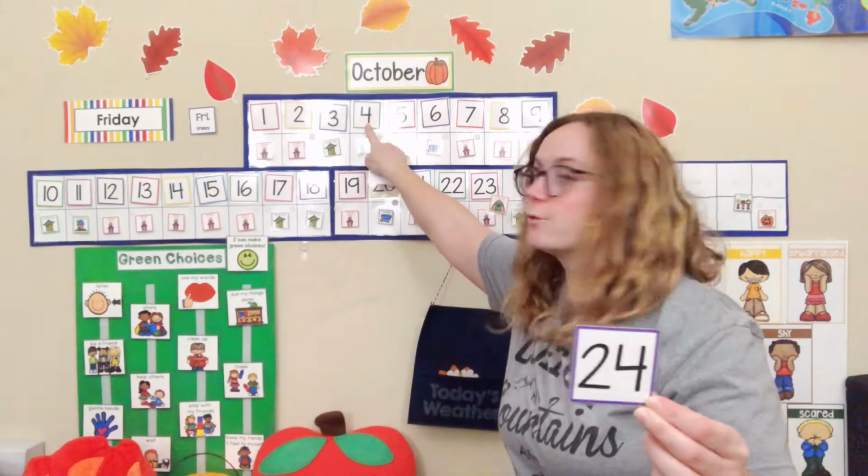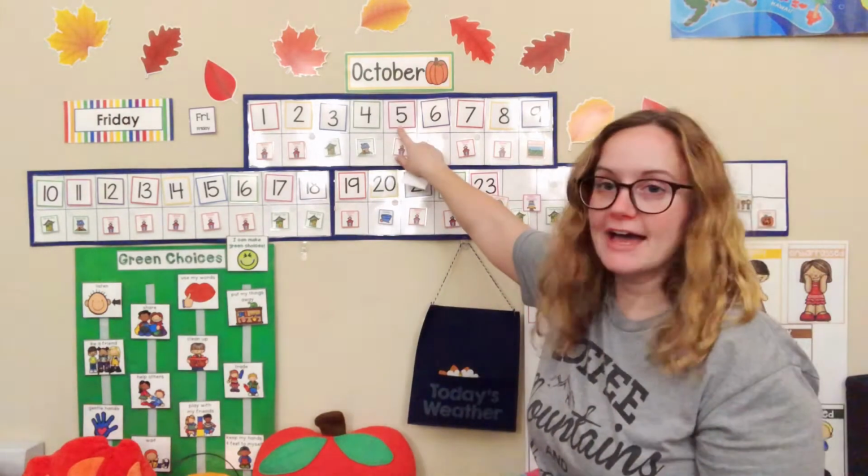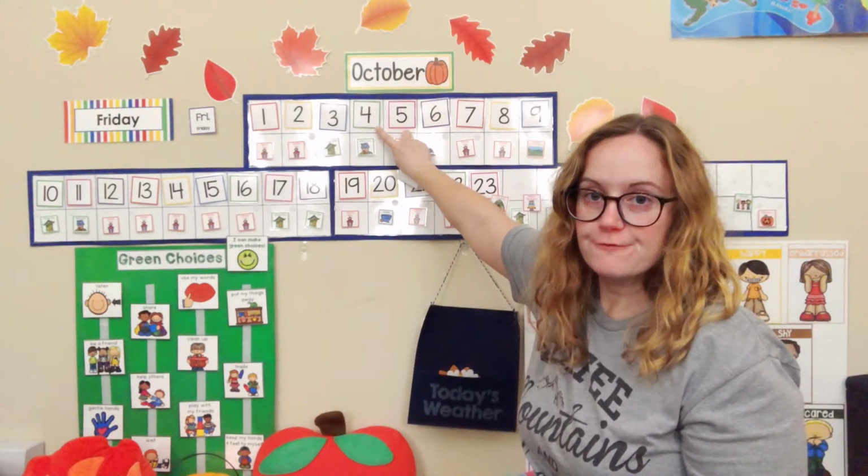So I'm going to put these two back up on the wall, and since our next 2 days are home days, we're going to do the numbers for those 2 days as well. So today is the 23rd, a 2 and a 3. The next day for Saturday, our first home day, would be 24, because 4 comes after 3. And for Sunday, our last home day, it's 25, because 5 comes after 4.